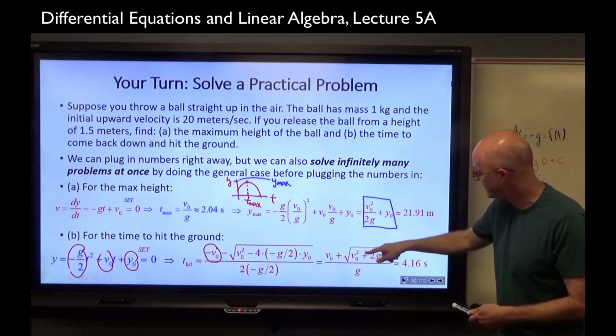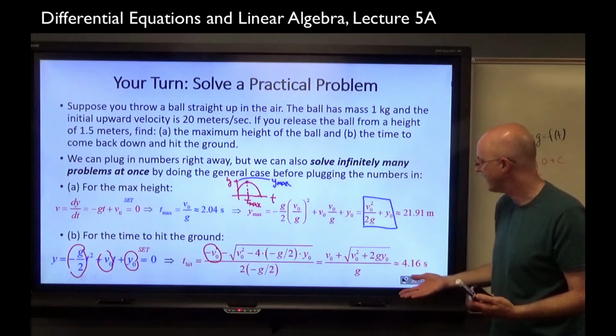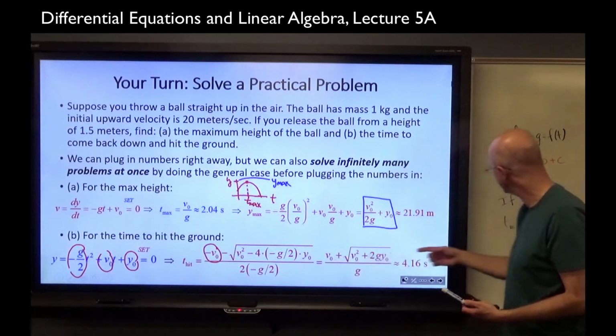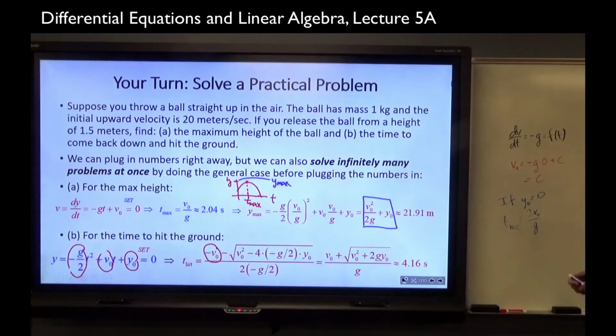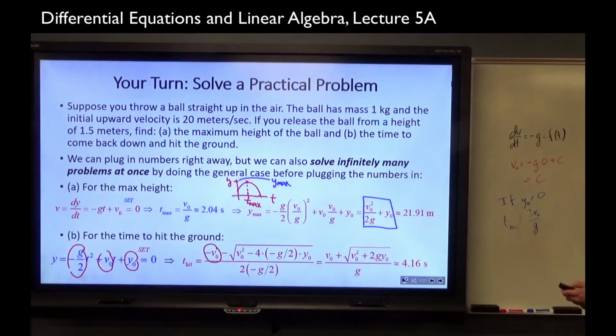The square root of v0 squared in general is the absolute value of v0. But v0 is positive here, so that would be v0 itself. You have another v0 there, you get 2v0 over g in the case where that happens. But that's not the situation here. The situation is y0 is 1.5. So you plug the numbers in, you should get 4.16 seconds.